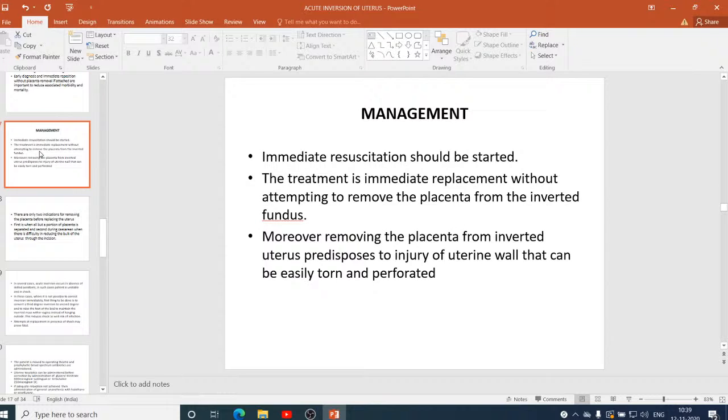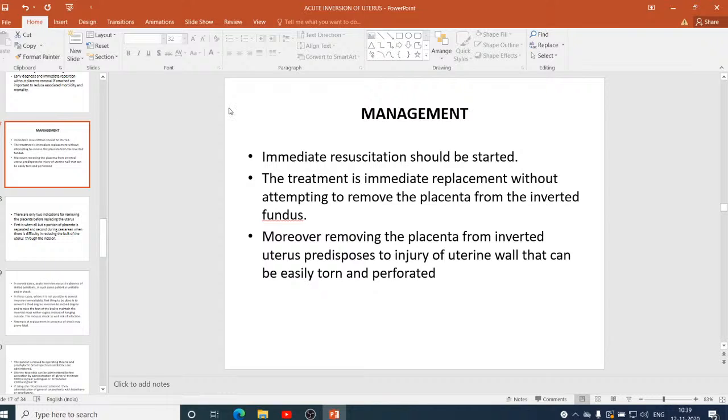Coming to the management, immediate resuscitation of the patient is very important. Immediate replacement without attempting to remove the placenta from the uterine fundus should be done. Initially, we should try like that. Moreover, removing the placenta from the inverted uterus increases the risk of injury to the uterine wall, which can be easily torn and perforated.